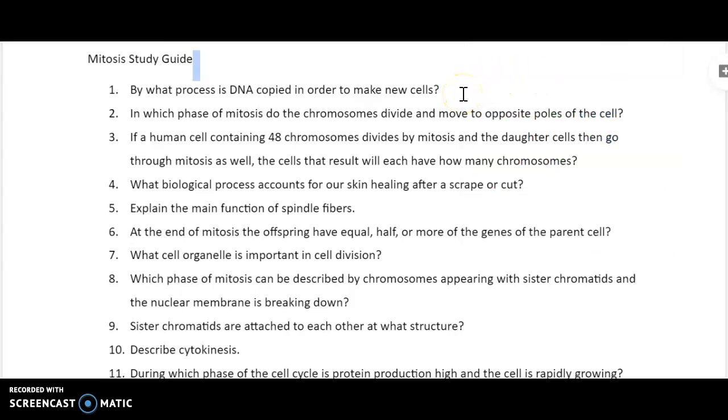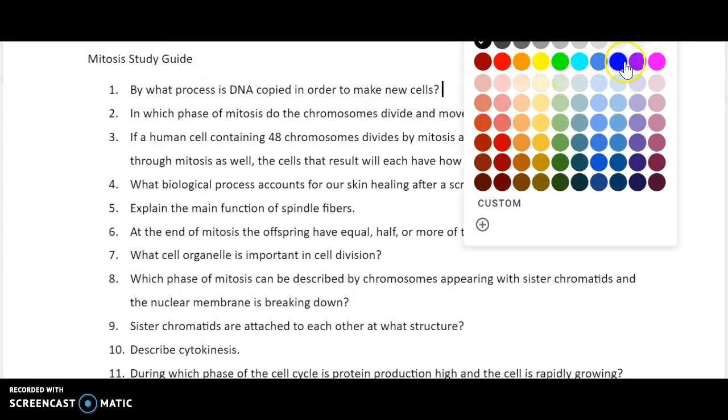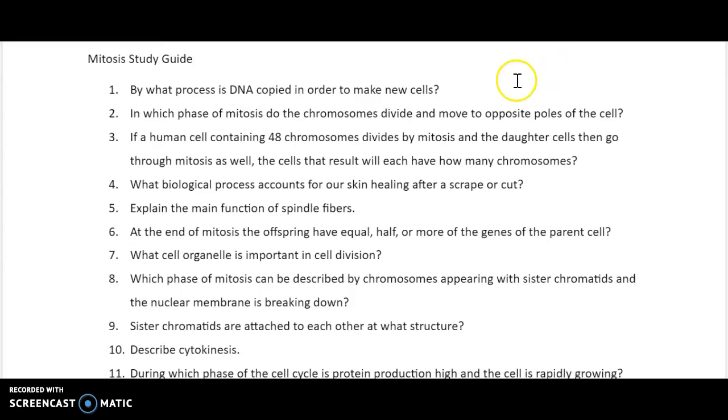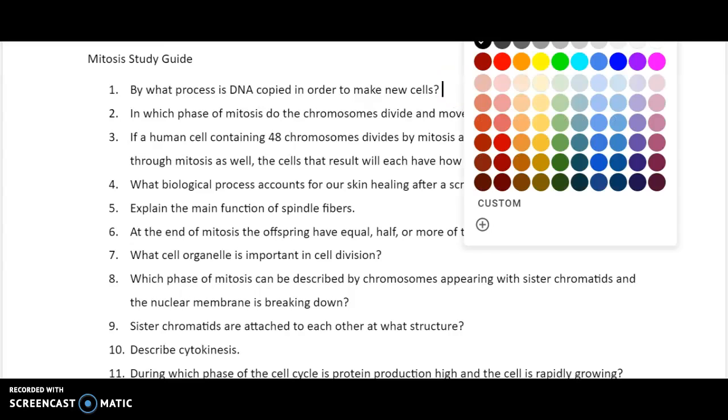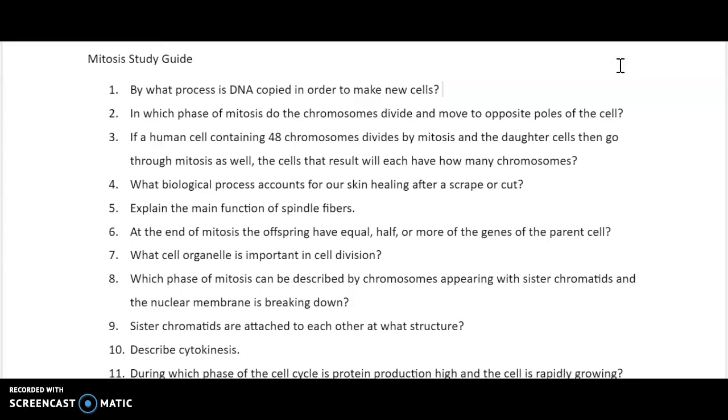By what process is DNA copied in order to make new cells? Well, before a cell can start dividing, it has to take that chromatin that's kind of jumbled up like a bunch of spaghetti in the nucleus, and it has to copy the DNA. It's stretched out like spaghetti because that makes it easier to unzip it, open it up, and make copies of that DNA. And that process of copying the DNA is called DNA replication. So DNA replication would be the answer.